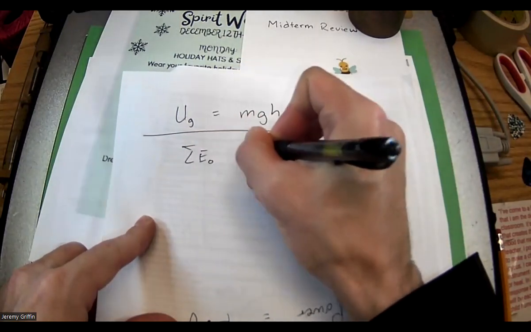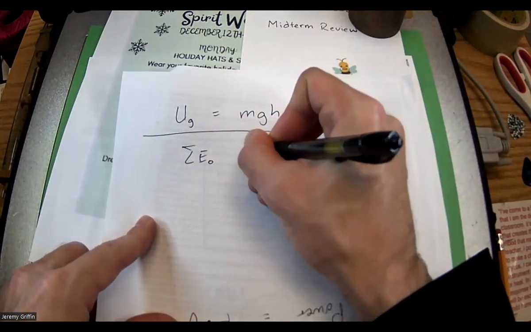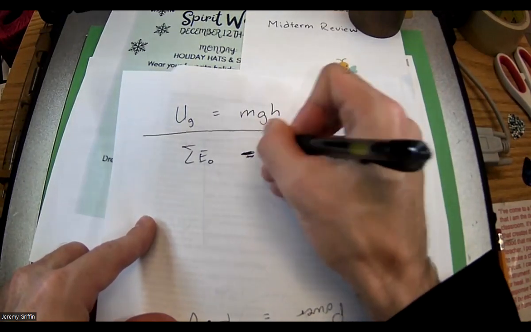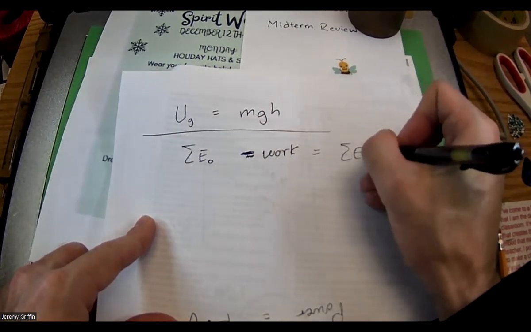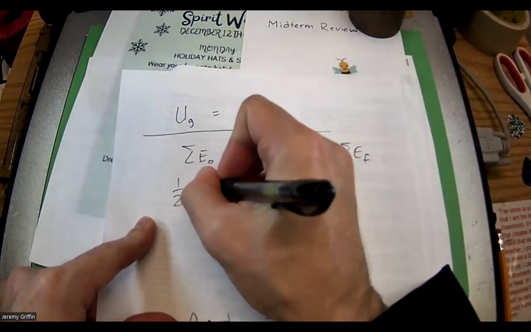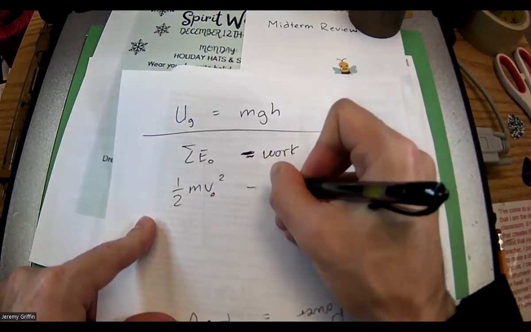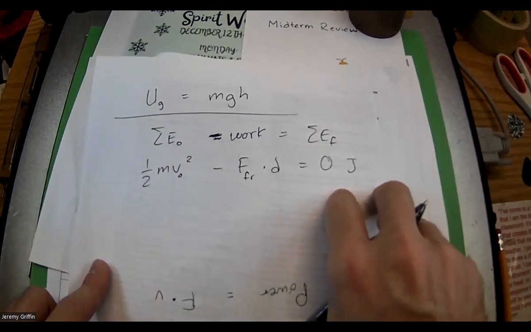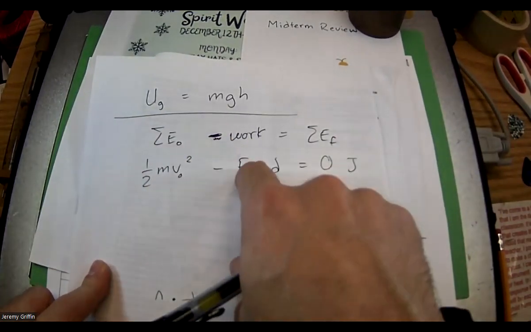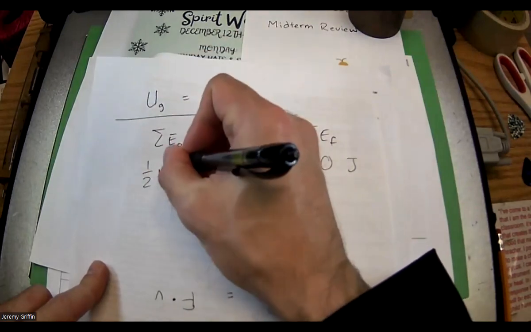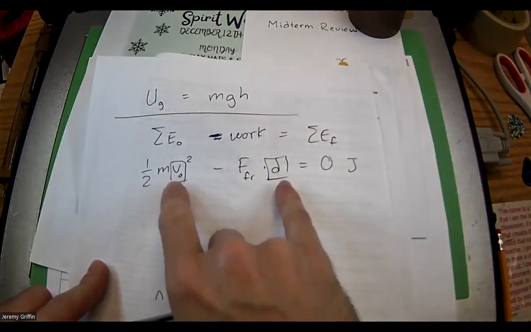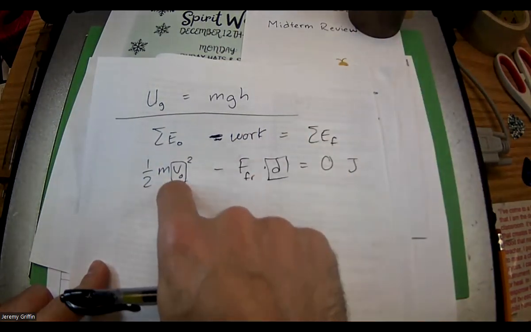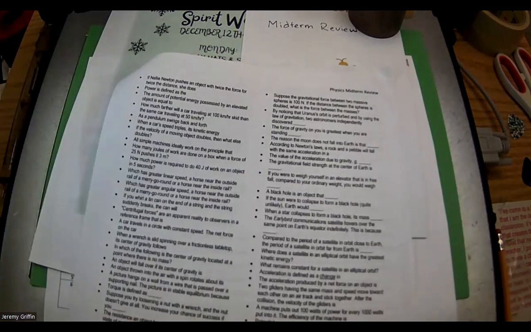So let me set up an open system. Sum of energy initial minus the work, that's not equal, that's a minus, equals sum of energy final. So we start off with some 1/2 mv squared minus friction force times distance equals 0 joules if it comes to a complete stop. Now, if you change the speed of the car, the friction force doesn't change. So what's the relationship between this term and this term? It's a square relationship. So if you double the initial speed, you get 4 times the braking distance.